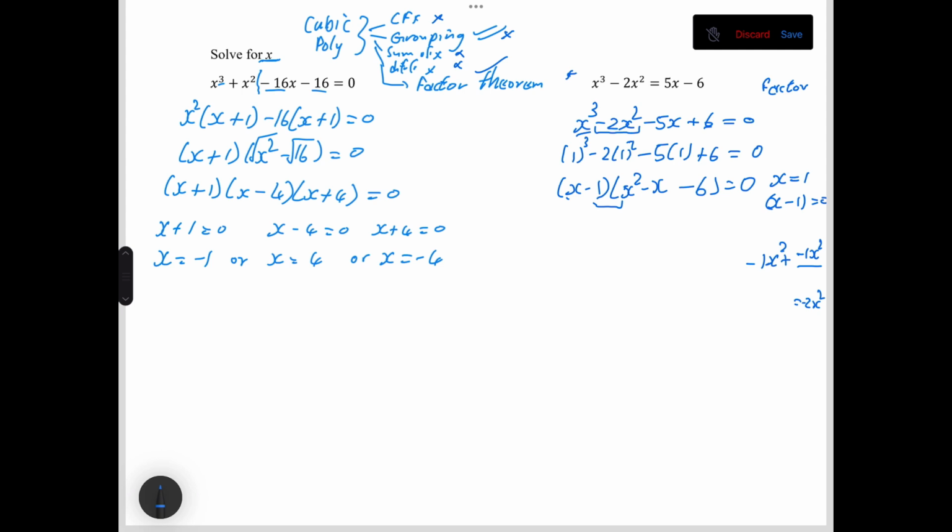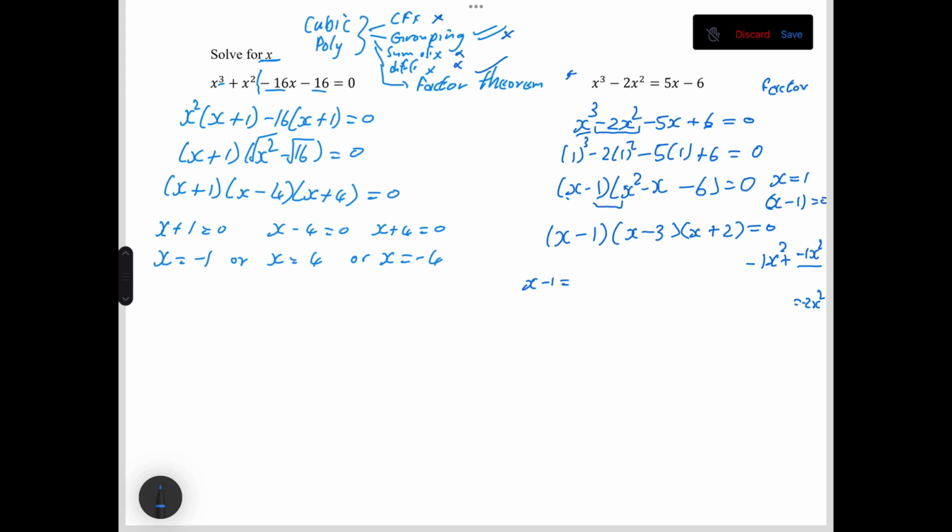So we're going to write down the first bracket, which is x minus 1. And then we can factorize this. Now this is baby stuff by now. You guys are quite good at factorization by now. So it's going to be x minus 3 and x plus 2. And so we write it down: x minus 1 equals 0.